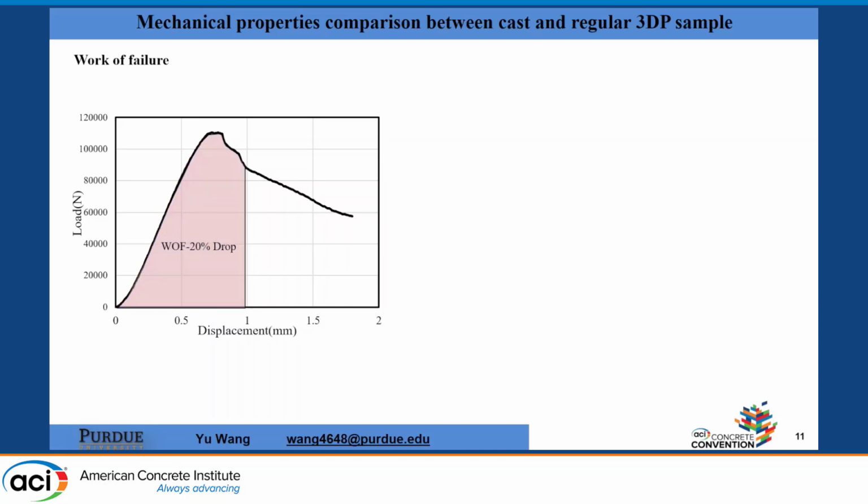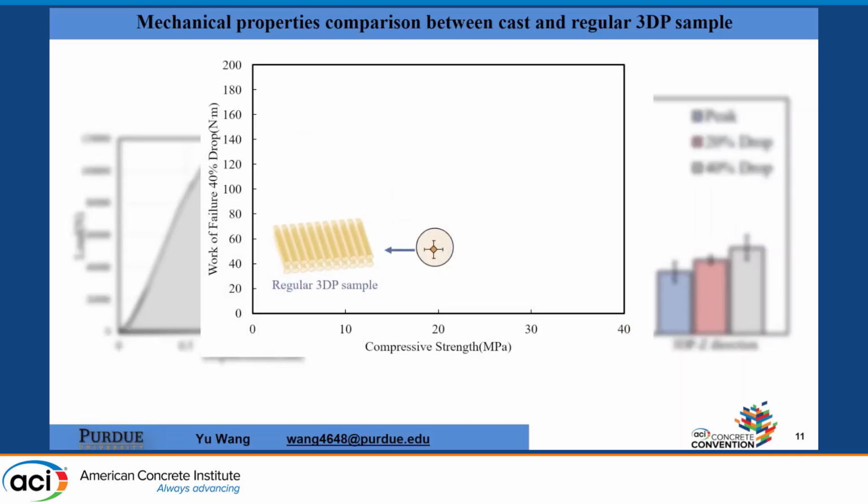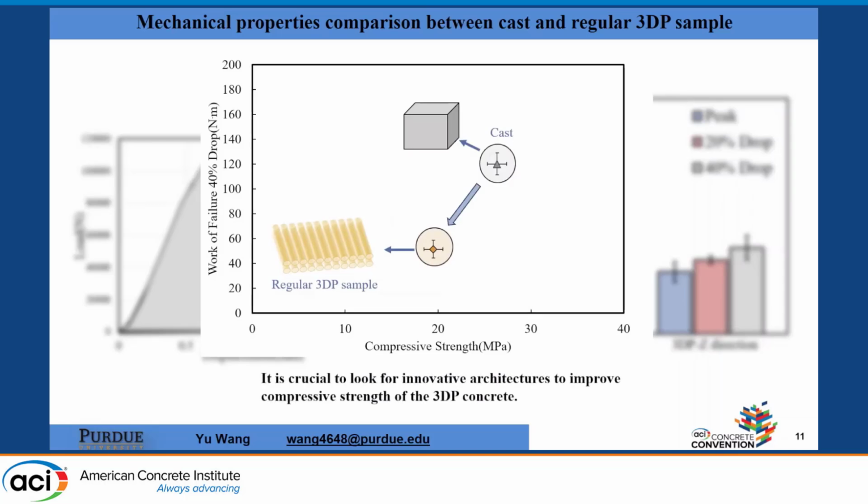Or if you define failure after your peak load drops by 20%, you can get another work of failure calculation, then 40% similarly. If you compare that, the regularly 3D printed sample also sacrifices the work of failure. So if we put everything together, we are sacrificing the compressive performance, but we just print regularly because of the presence of the regular interfaces.